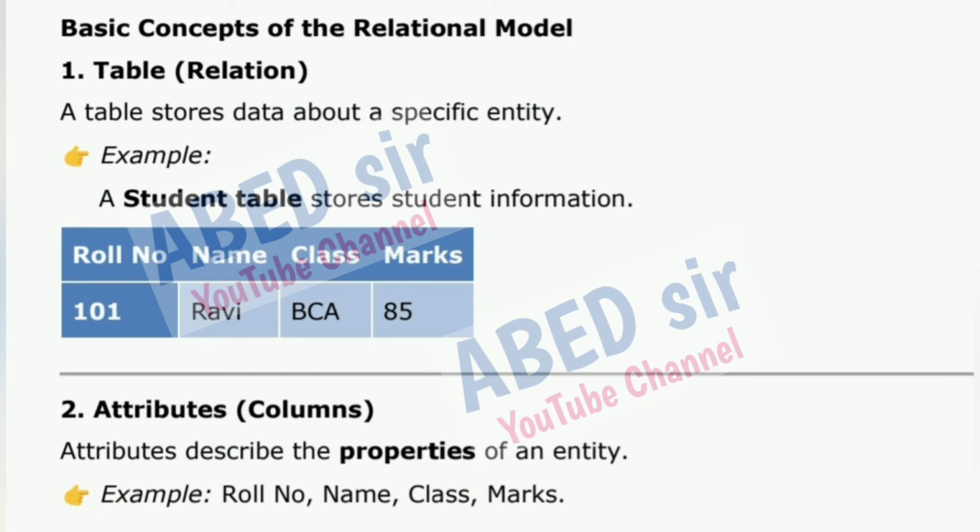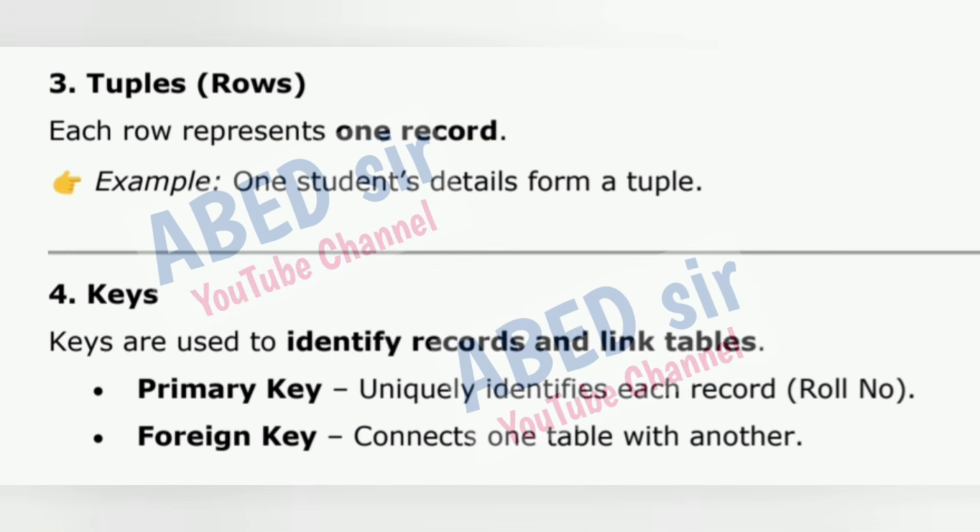Basic concepts of the relational model. 1. Table, relation. A table stores data about a specific entity. Example: a student table stores student information. Roll no, name, class, marks. 101, Ravi, BCE, 85. 2. Attributes, columns. Attributes describe the properties of an entity. Example: roll no, name, class, marks. 3. Tuples, rows. Each row represents one record. Example: one student's details form a tuple.